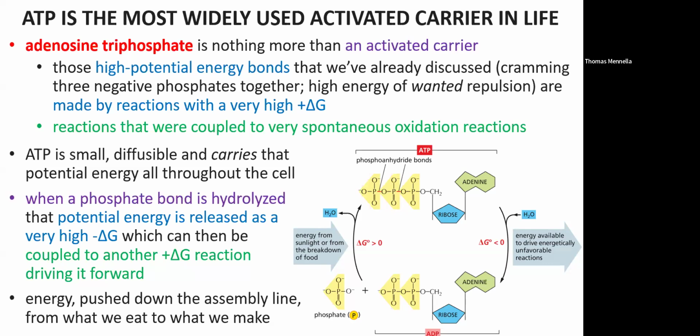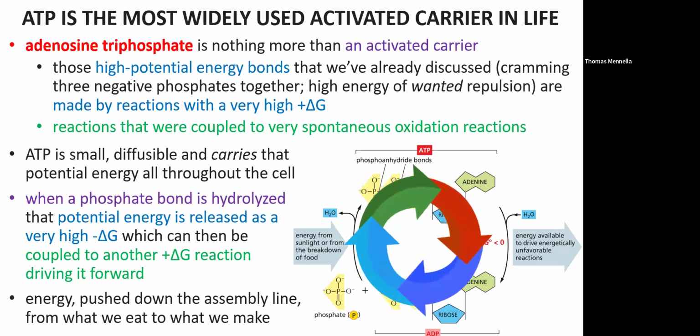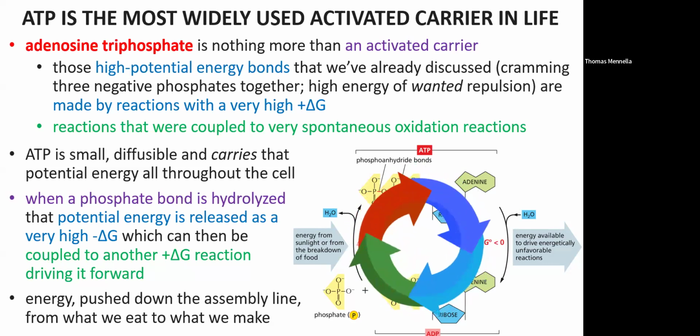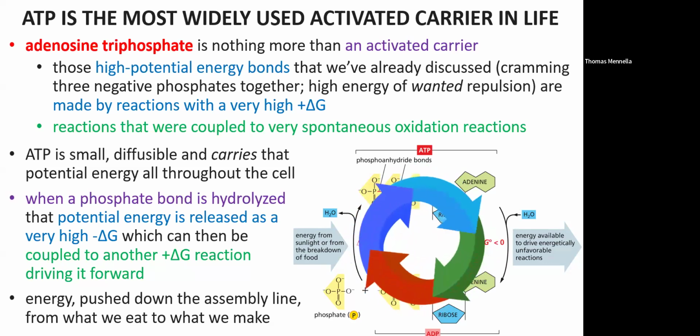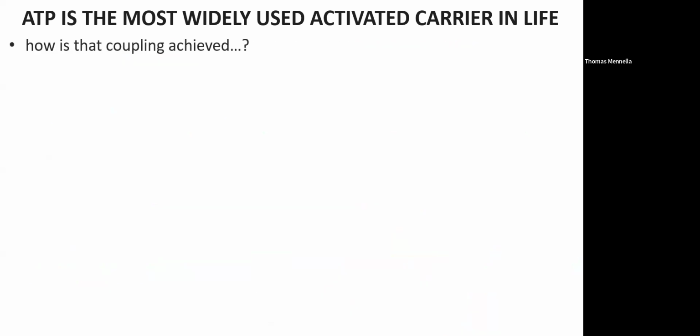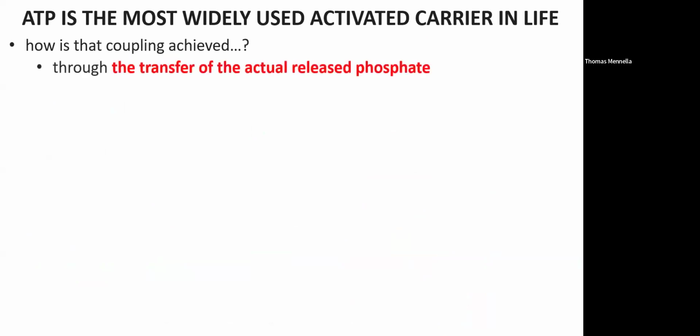ATP is the activated carrier. ATP is picking up energy through aerobic respiration and delivering that energy to the parts of the body that need it. And it's this beautiful cycle of energy moving from where we get it to where it has to go. And ATP is the carrier. So we keep referring to this coupling, but how is this coupling really achieved? How do we actually drive reactions forward with ATP?